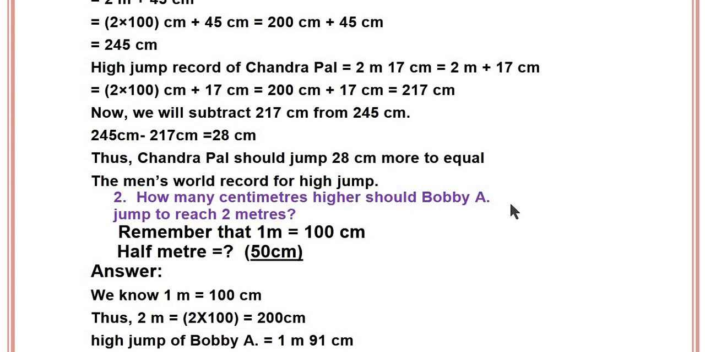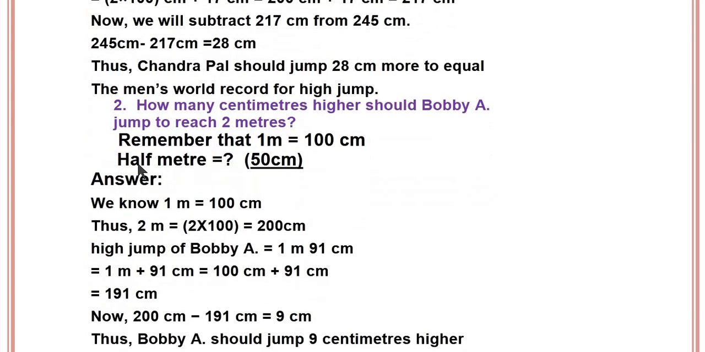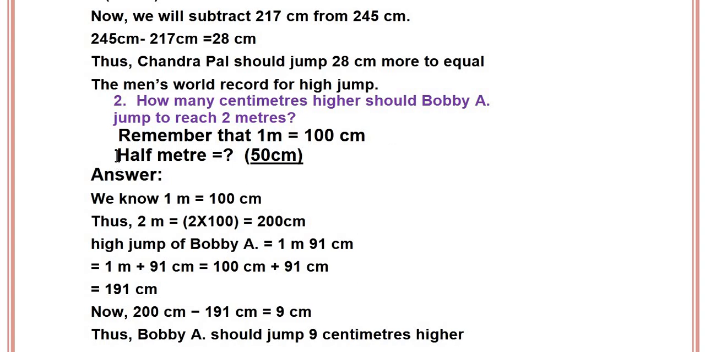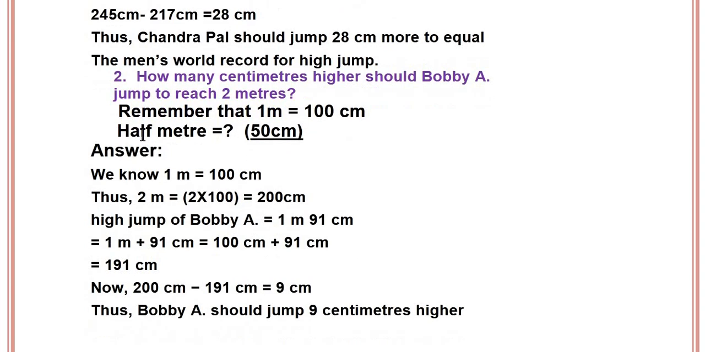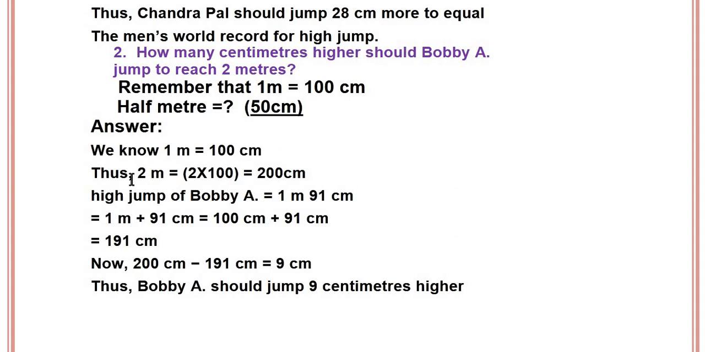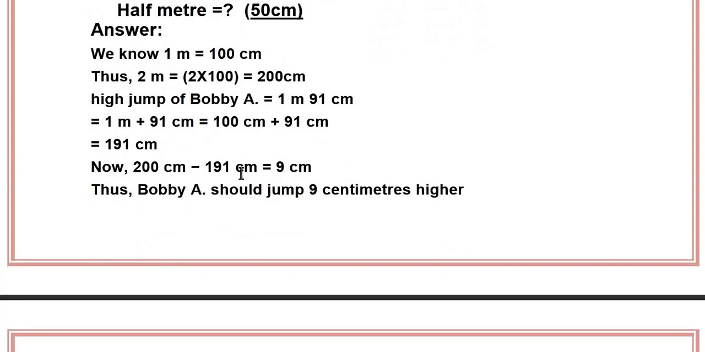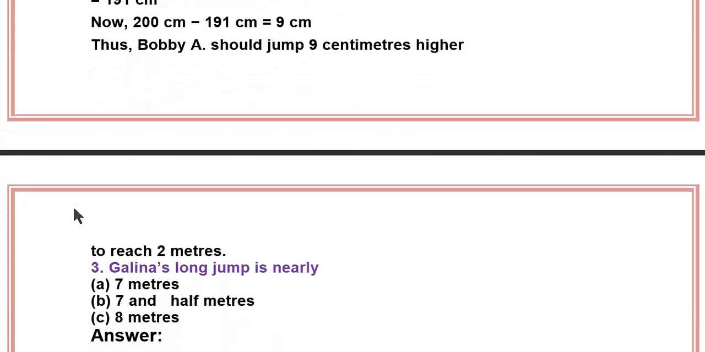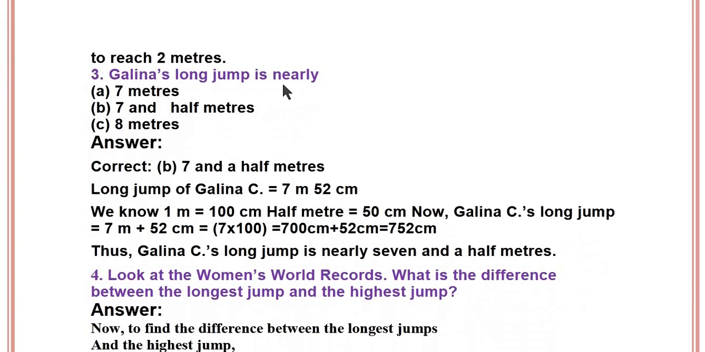How many centimeter higher should Bobby A jump to reach 2 meter? Remember that 1 meter is equal to 100 centimeter, so half meter is equal to 50 centimeter. We know 1 meter is equal to 100 centimeter, thus 2 meter is equal to 200 centimeter. High jump of Bobby A is 1 meter and 91 centimeter, so 1 meter 91 centimeter is equal to 191 centimeter. So 200 centimeter minus 191 centimeter is equal to 9 centimeter. Thus Bobby A should jump 9 centimeter higher to reach 2 meters.